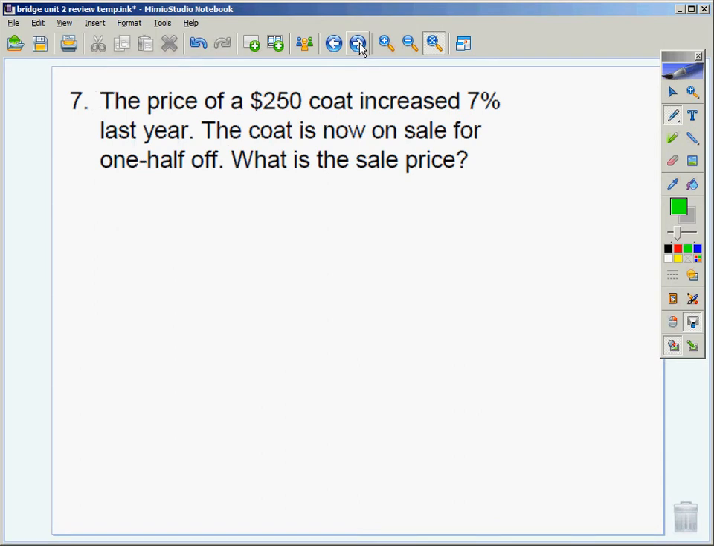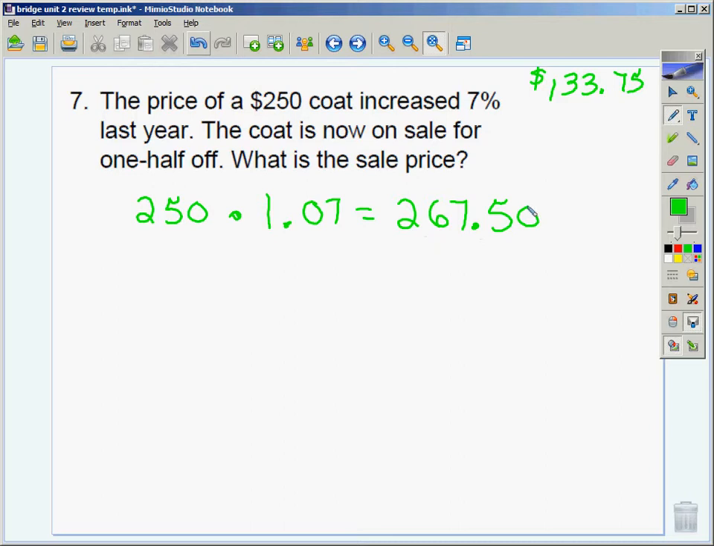Number 7. Should have ended up with 133.75. This was a multi-step problem. Had to do more than one thing. It said the price of a $250 coat increased by 7%. If it started out at $250 and it was going to increase by 7%, I'm going to multiply by 1.07. Why 1.07? And it still includes what? 100% of the original, right? If I multiply that by 1.07, it's going to give me $267.50. That's what it's going to give me.